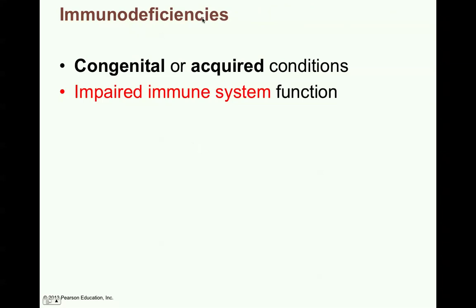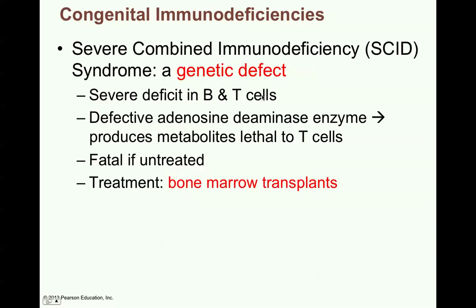There are some types of immune deficiencies, congenital or acquired. These are when you have a very impaired immune system function. This is the congenital immunodeficiency. The most common one is severe combined immunodeficiency syndrome. This is SCID, and it's a genetic defect. This is when that individual has a severe deficit in B and T cells. They have a defective adenosine deaminase enzyme that produces metabolites lethal to T cells. This is fatal if untreated, and the treatment would be a bone marrow transplant.